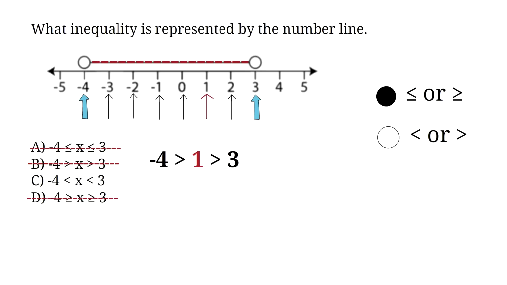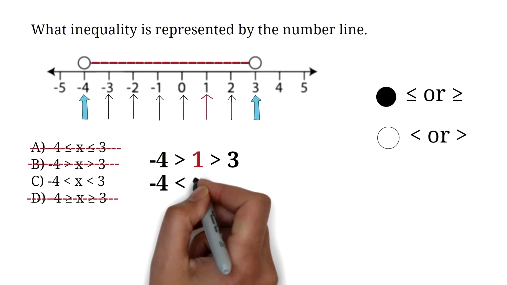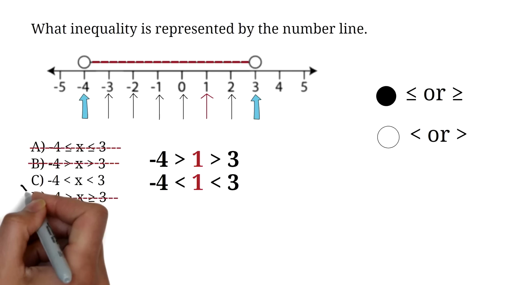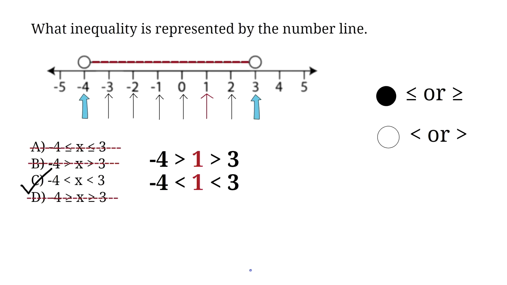We can verify. We are still using 1 for x. Negative 4 is less than 1, which is less than 3. This statement is true. So we confirmed that C is the answer.